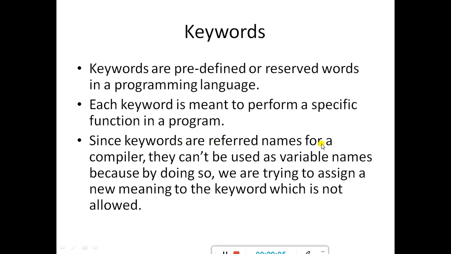Since keywords are reserved names for a compiler, they can't be used as variable names, because by doing so we are trying to assign a new meaning to the keyword, which is not allowed. That means I cannot make use of a keyword as a variable name, otherwise the whole definition or intention of that keyword goes. It has to be used the way it is mentioned. Like void is a keyword, so you cannot write a capital V over there. V is always small in void.